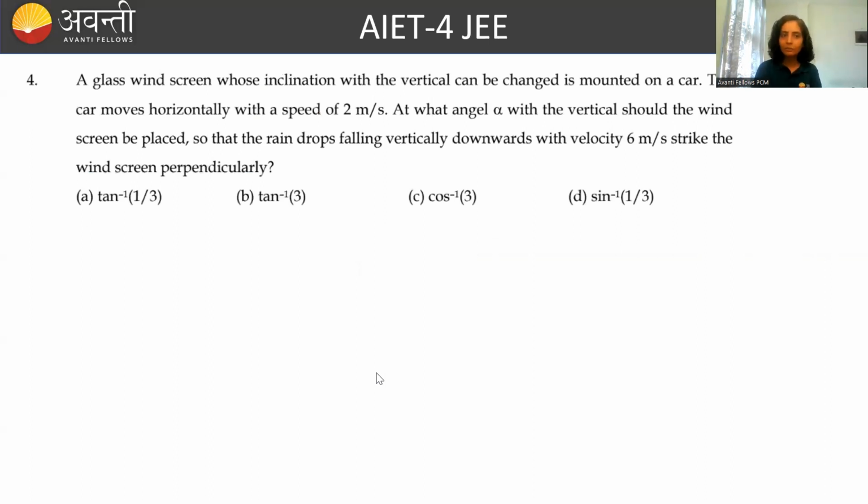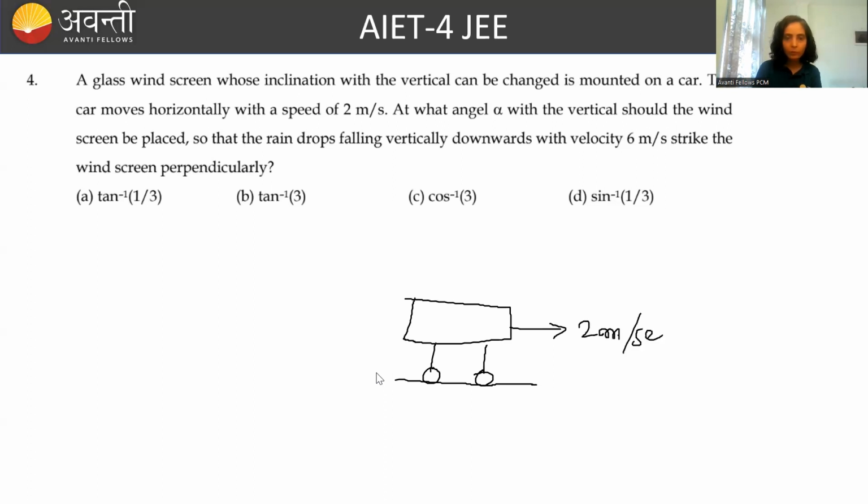There is a glass window screen whose inclination with the vertical can be changed, mounted on a car. My drawing is very big, as I used to keep on saying. Let's draw the car. So this is your car. Now suppose this is moving forward with a speed of 2 meter per second, right? There is a wind shield here, and the wind shield on the car will look something like this. This wind shield is making an angle with the vertical, say alpha. Here it is given alpha.